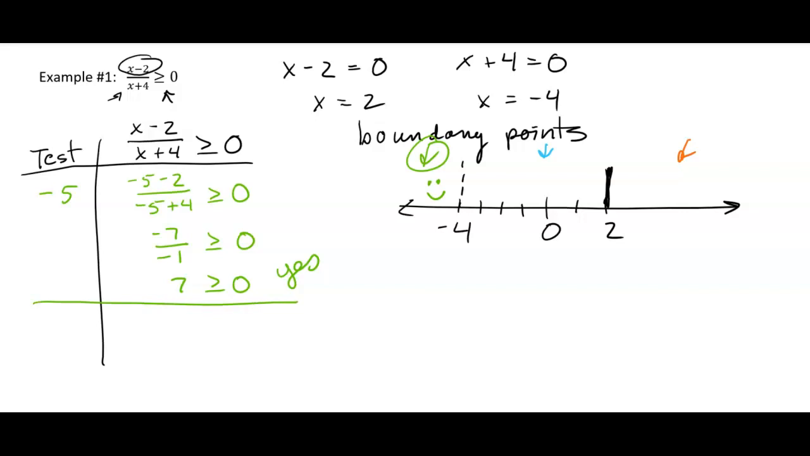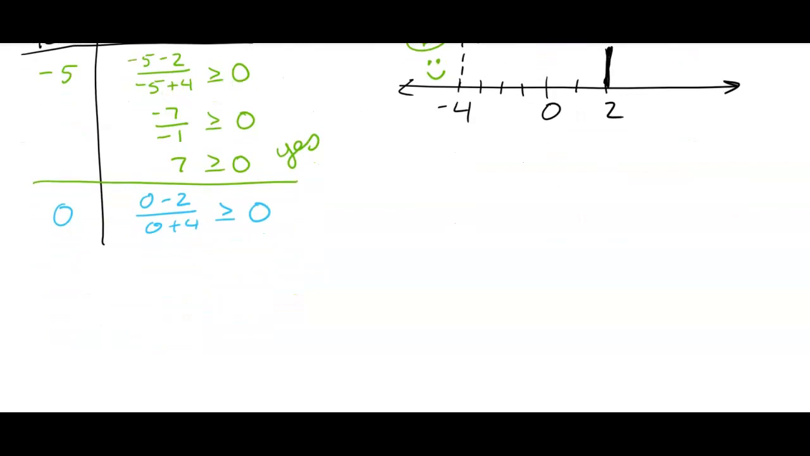Now we go to the next section, the blue section. So I need a number between -4 and 2. I'll choose 0, but you could pick 1 or 3. So I'll plug in 0. So I have 0 minus 2 over 0 plus 4. I go back to the statement that we have, our inequality, to see if it's true. Well, what do I get? I get a -2 in the numerator. I get a +4 in the denominator.